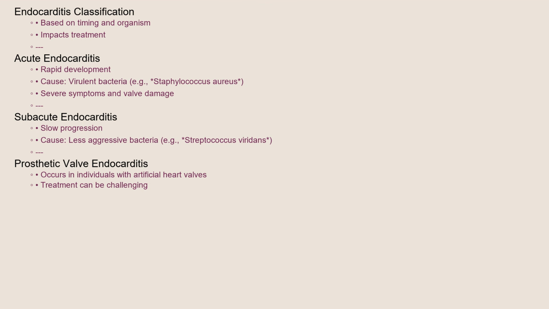Endocarditis can be broadly classified based on the timing of the infection and the causative organism. Acute endocarditis develops rapidly, often caused by highly virulent bacteria like Staphylococcus aureus, leading to severe symptoms and significant valve damage. Subacute endocarditis, on the other hand, progresses more slowly, typically caused by less aggressive bacteria like Streptococcus viridans. Prosthetic valve endocarditis, as the name suggests, occurs in individuals with artificial heart valves and can be particularly challenging to treat. Identifying the type of endocarditis is important as this influences the treatment plan.